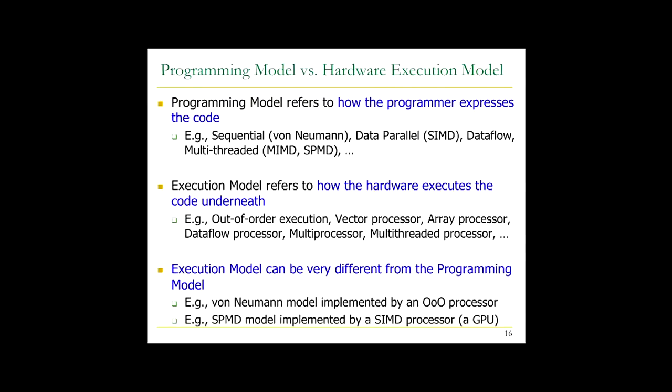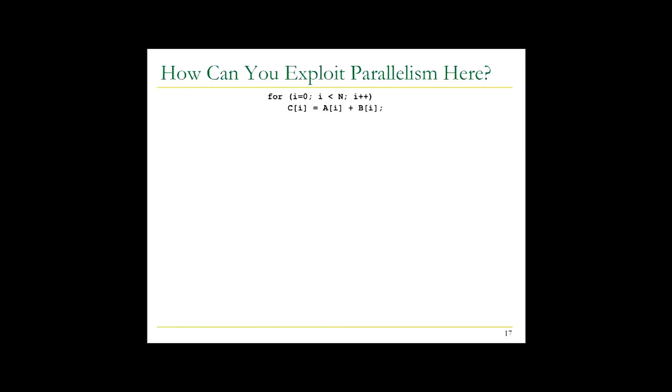A GPU, it turns out, is an SPMD model, very close to multi-threaded. It's really a multi-threaded model implemented by a SIMD processor underneath. And we'll see what those things are. Basically, you have multiple threads, but a GPU dynamically combines them into vector-like instructions. So let's look at this example a little bit.